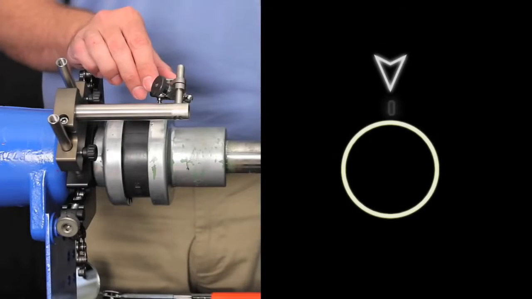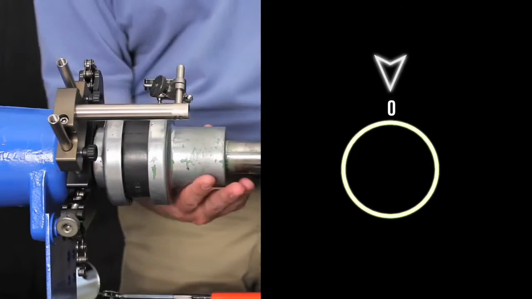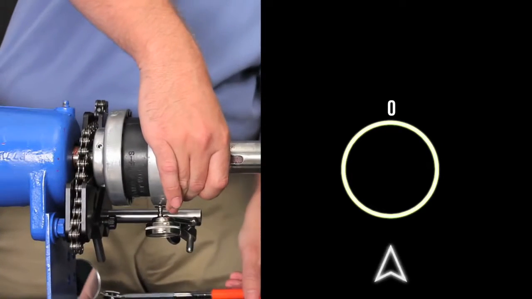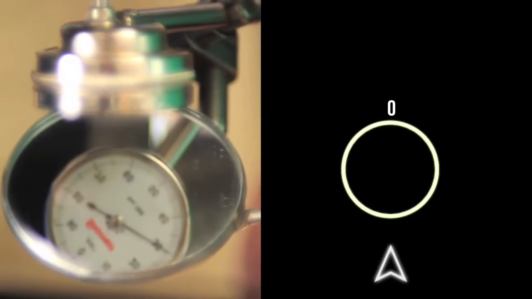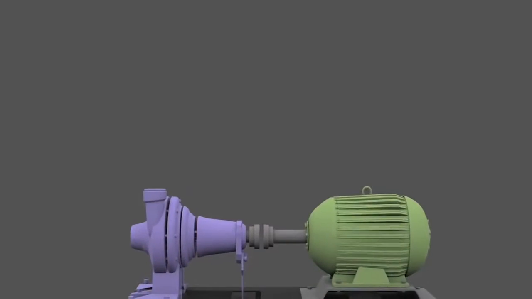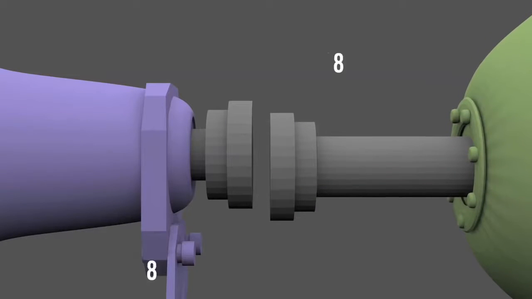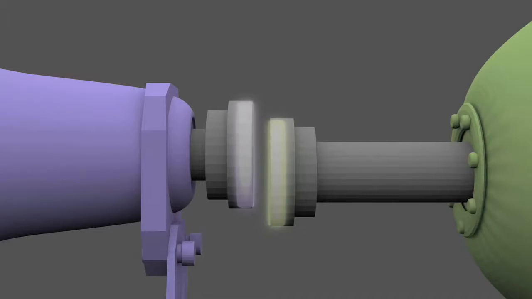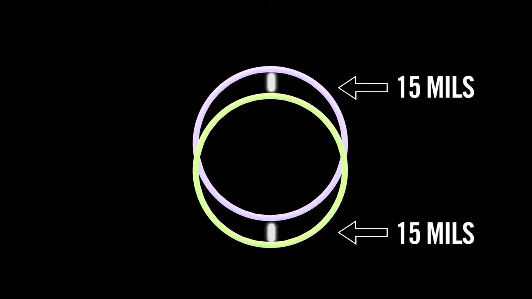I'll zero my dial indicator at 12, and then roll it 180 degrees to 6 o'clock. It reads 30 mils, which represents the total indicator reading, or TIR. Now, as you're probably aware, the actual vertical offset of the shafts is half the TIR, or 15 mils. This is because when using a dial indicator to measure the relative positions of 2 shafts, the dial reads the misalignment on both sides of the center line, so the value comes up as twice the actual offset.